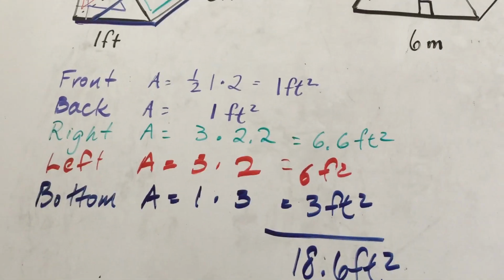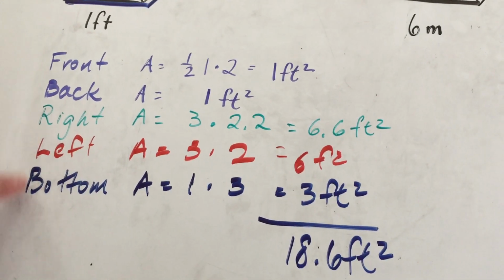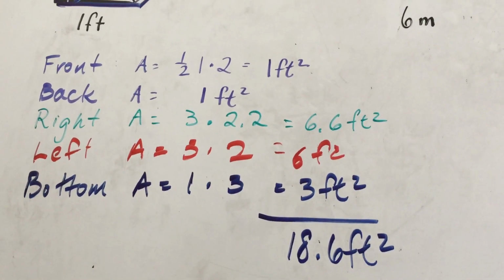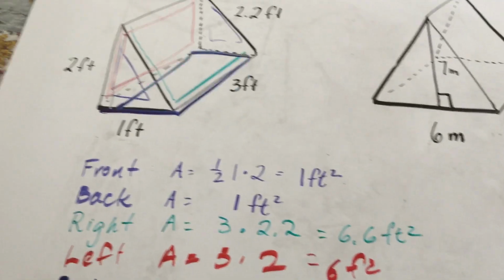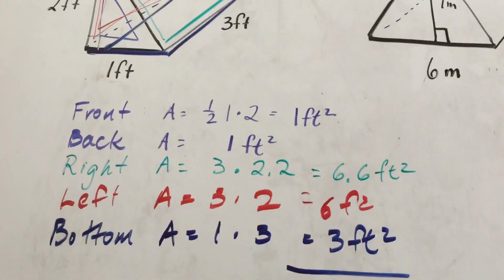Okay, so what I wanted to show you is how you would go about doing this: the front, back, the right, the left, and the bottom. Okay, when I showed you how you unfold a prism like this using the magnet tiles, that was the idea, so that you could understand how to do that.